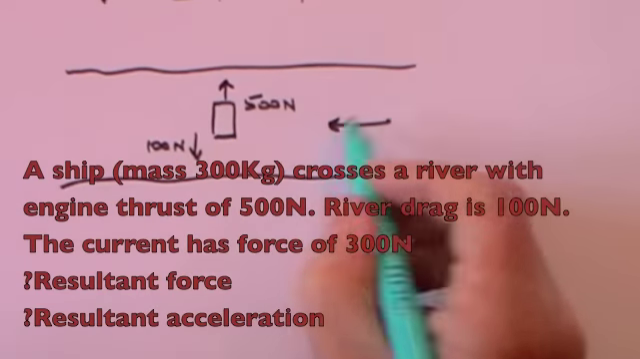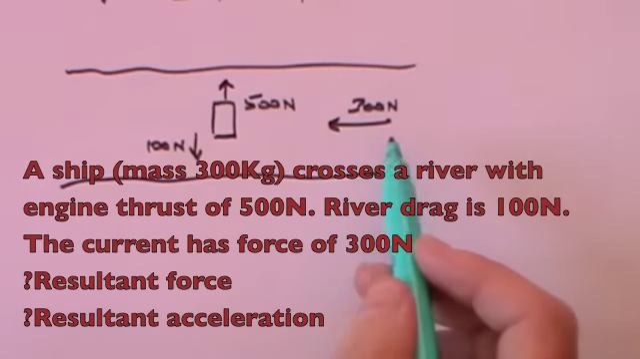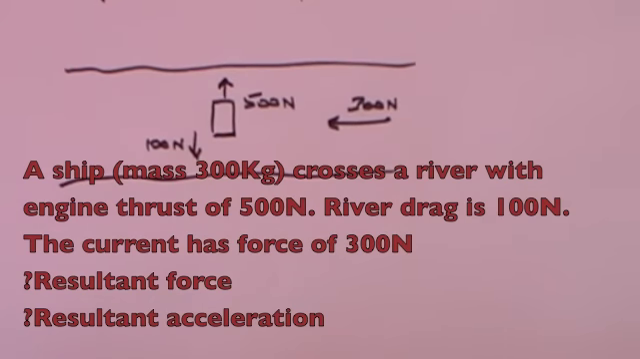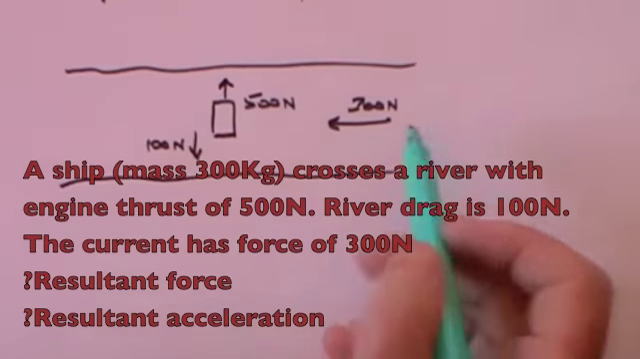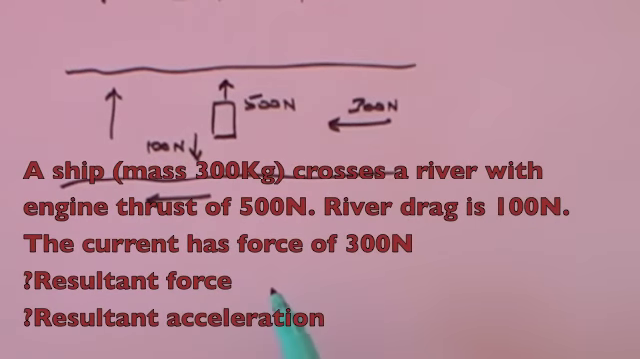And the flow of the river is such that there is a force of 300 newtons carrying an object downstream. What we want to know is, what is the resultant force and what is the resultant acceleration of the ship? Well, the way we do this is to treat the vertical and the horizontal, or as it were, this direction and this direction. It's not vertical, of course, because we're essentially looking down on the ship, so it's north-south or east-west.